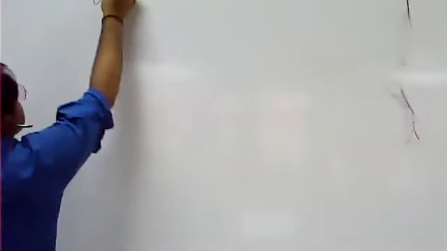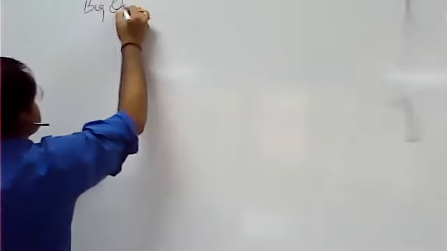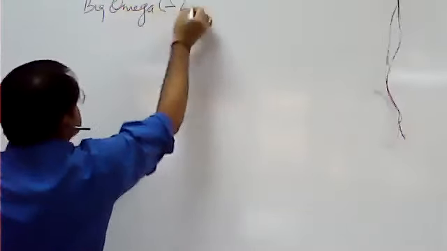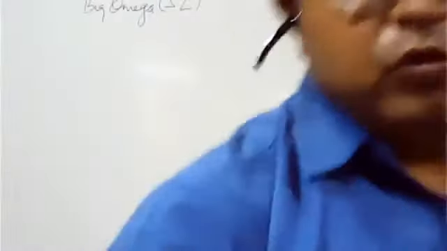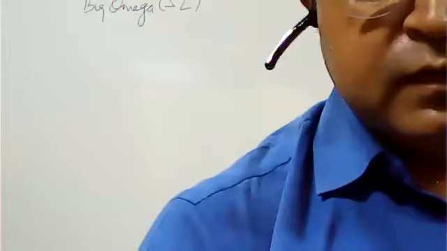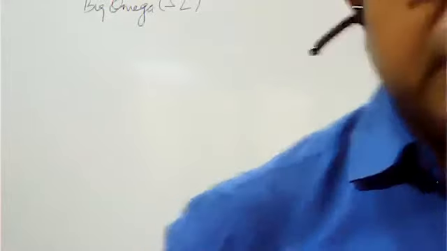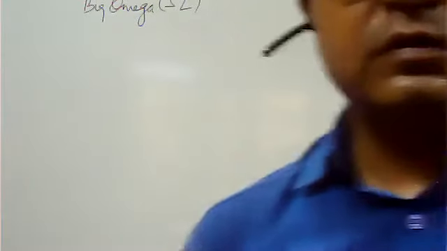Okay. So the second asymptotic notation that we are going to study is big omega, represented by this sign. So note down: big omega provides an asymptotic lower bound.